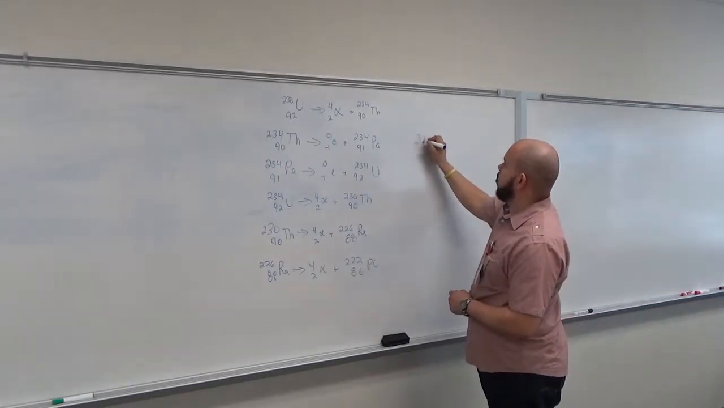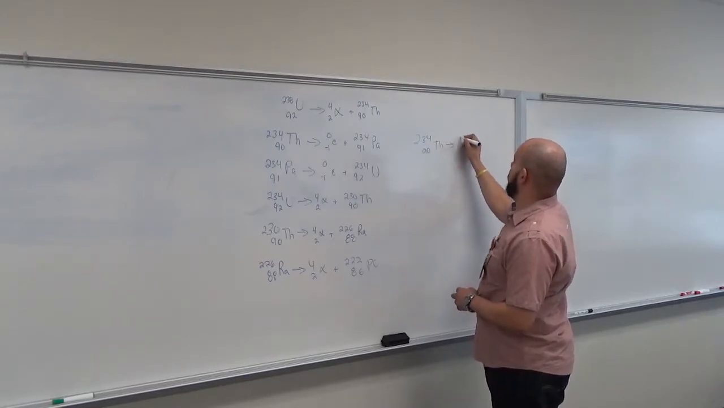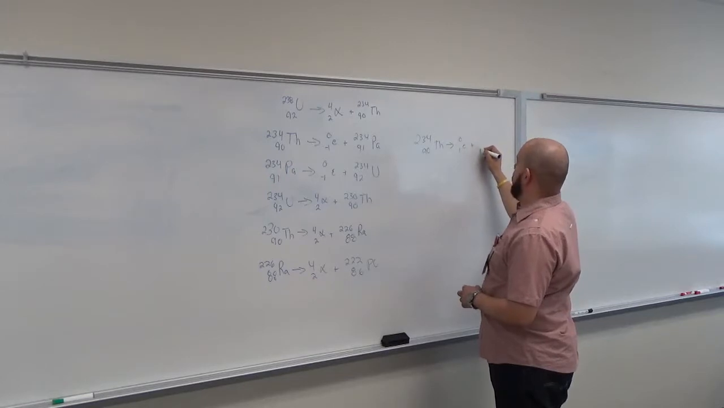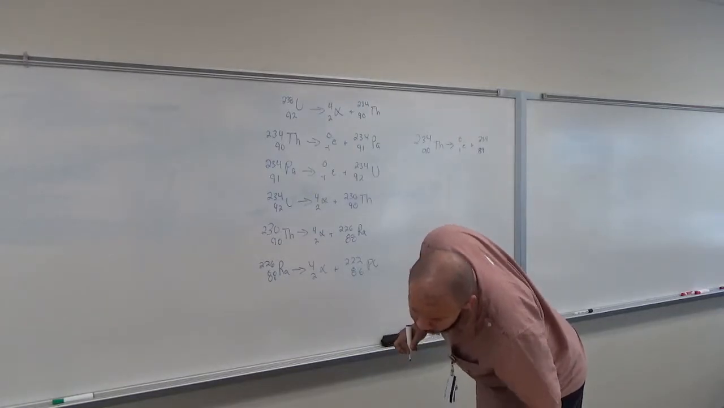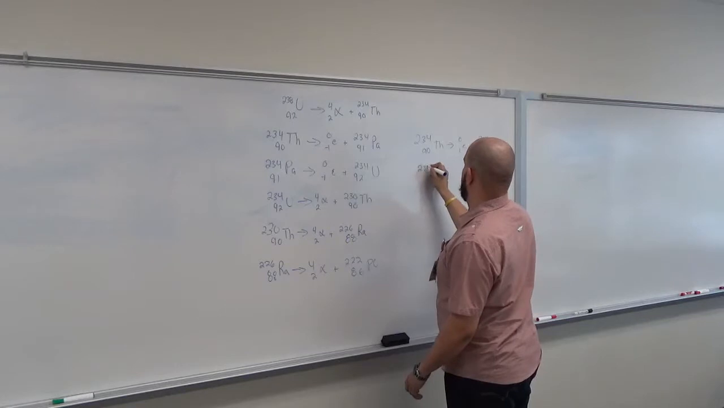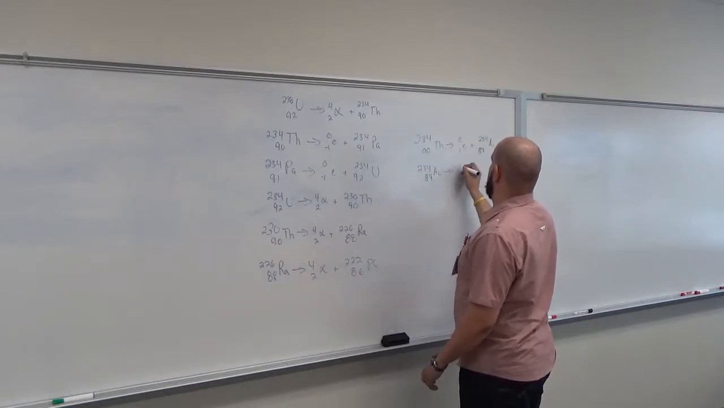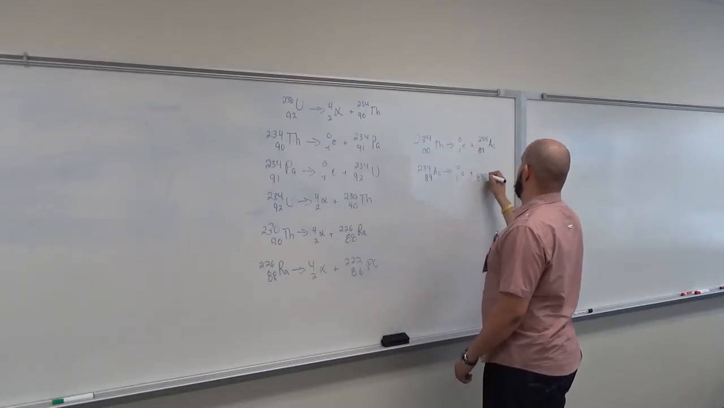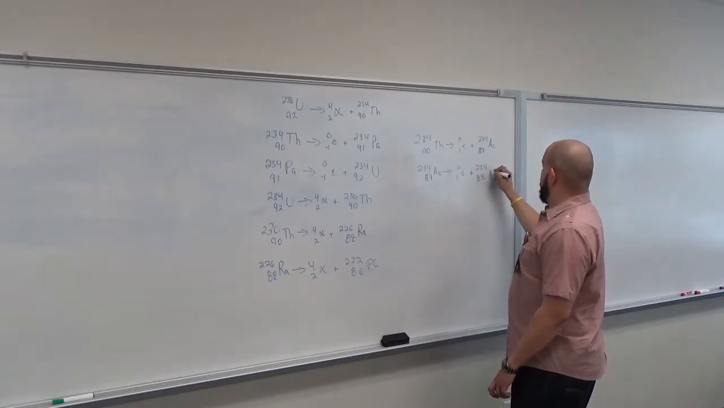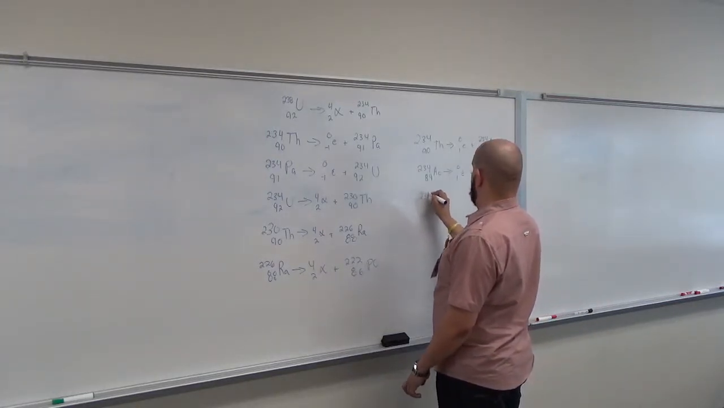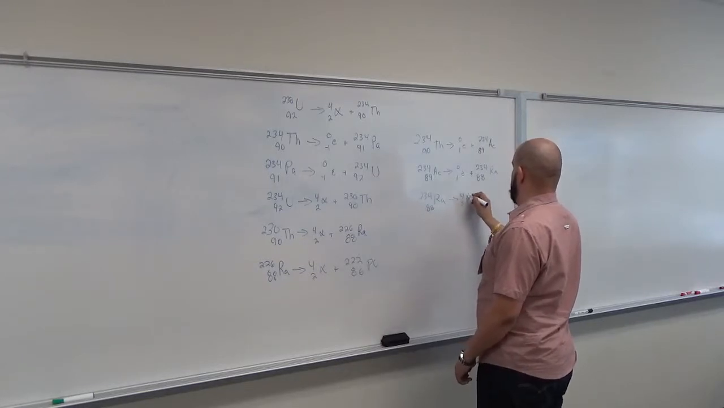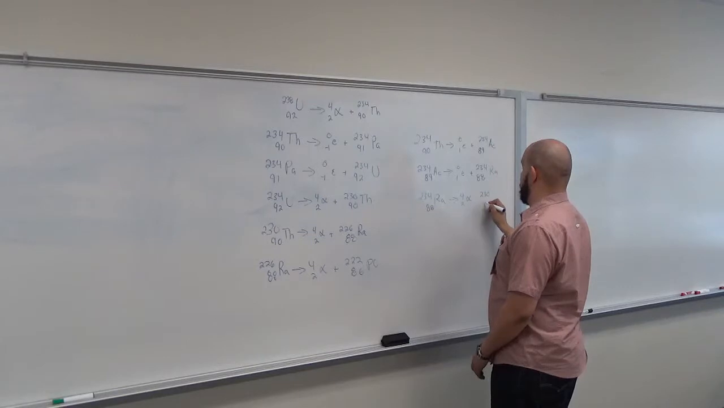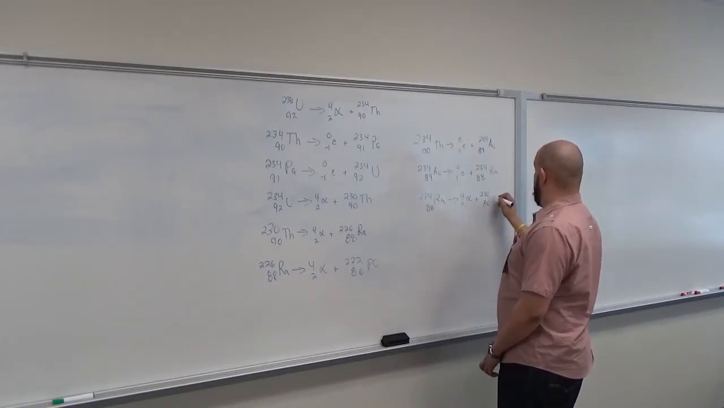Let's see. If we got 234, 90, thorium, and we go positron, we end up with 234, 89, Ac, and then we've got 234, 89 Ac with 0, 1, e, which gives us 234, 88 radium. Then we have 234 radium over 88 with alpha decay, which gives us 230, 86, polonium.